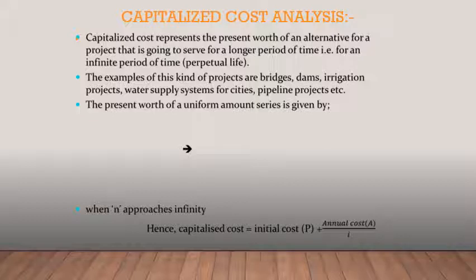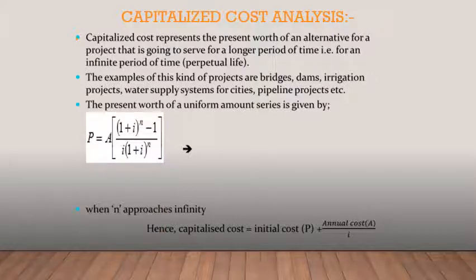The present worth of a uniform amount series is given by, we know that P is equal to A into (1 plus i) to the power of n minus 1, divided by i into (1 plus i) to the power of n.